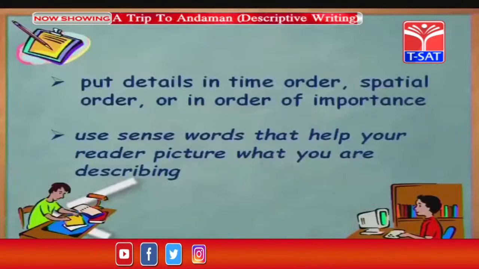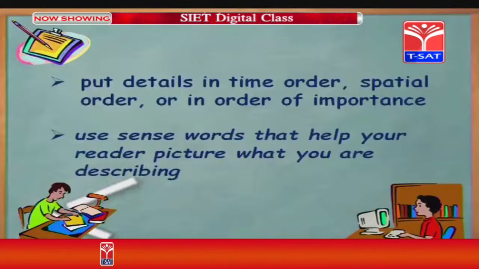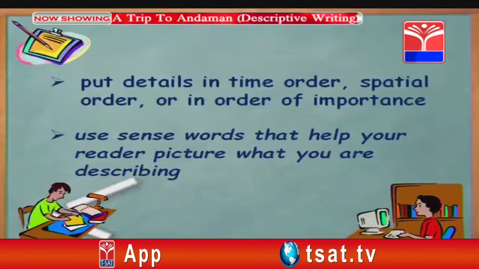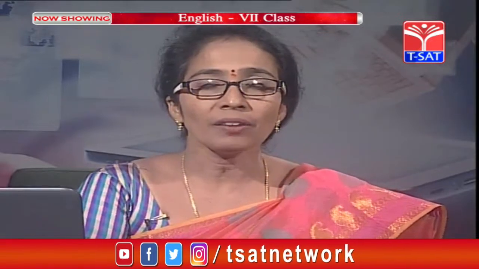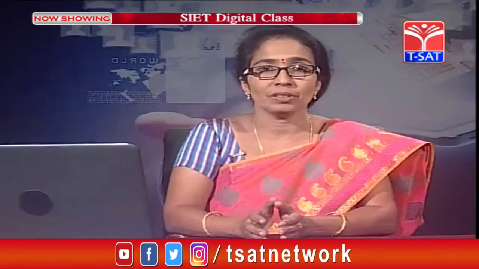Next, spatial order or order of importance: which sequence has to be explained first. Next, use sense words that help your reader picture what you are describing. For example, I want to describe a classroom or a school. First of all, I have to know the words. I must make a mind map of those words, what I need, and then put them in order. After that, go on framing sentences according to it, right. So, that helps you to describe in a spatial order. That is the importance given to the sentence or sequence.